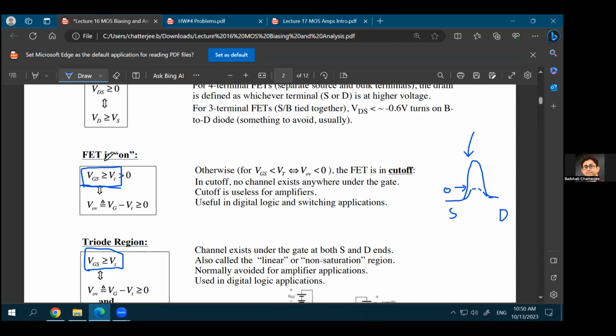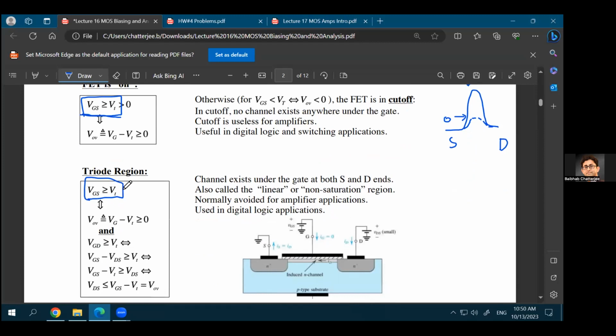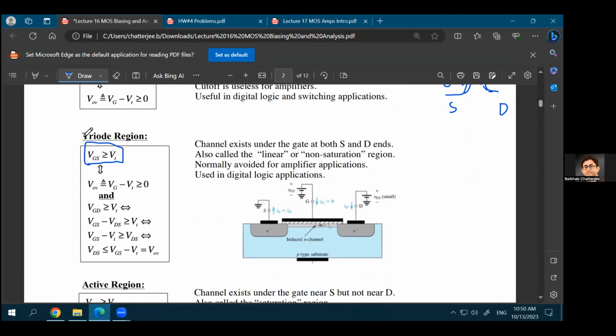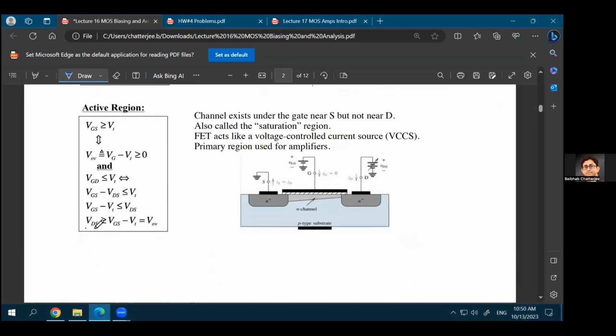Right now, we'll assume that the FET is always on, which means that your VGS is more than VT. And as your VGS is more than VT, you can have two different regions of operation. One is called the triode region or the linear region, where your VDS is less than or equal to VGS minus VT. And again, this is something we discussed in the previous class: why VDS has to be less than VGS minus VT for the triode region, and why VDS has to be greater than VGS minus VT for the active region or the saturation region.